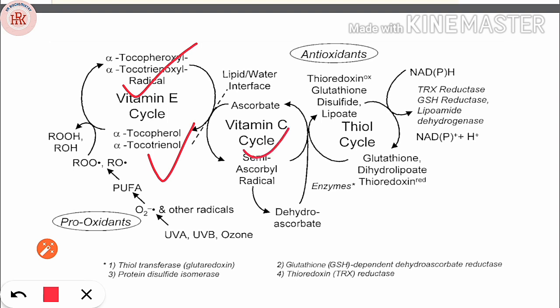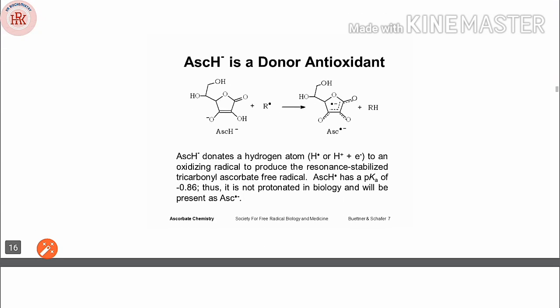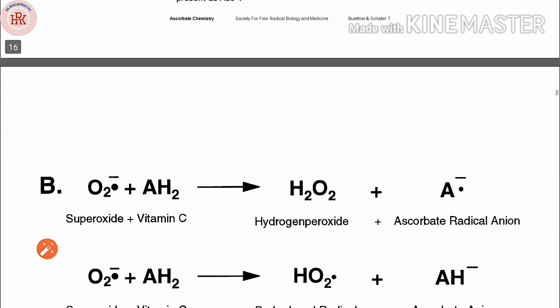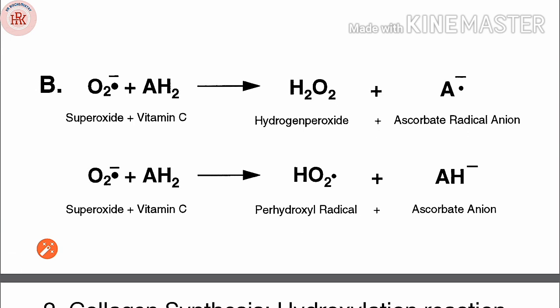Vitamin C also reduces the oxidized glutathione, thioredoxin, and lipoate into the reduced form. So these are the antioxidant functions of vitamin C. This slide shows that ascorbate donates a hydrogen atom and oxidizes the free radical, and these are some chemical reactions. Vitamin C neutralizes the superoxide. Okay.